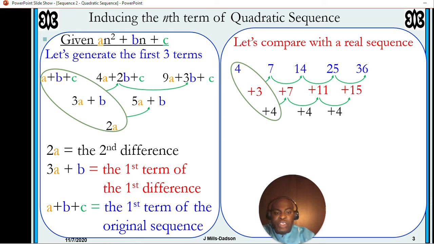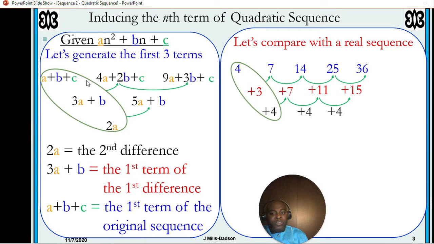Now there's a relationship between the two. So 2a is always equal to the second difference. Always, 2a is equal to the number that you end up with as your constant difference. Always, 3a plus b is always the first term of the first difference. And a plus b plus c is always equal to the first term of the original sequence.